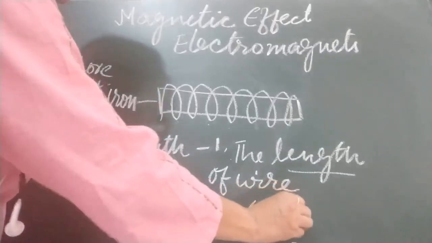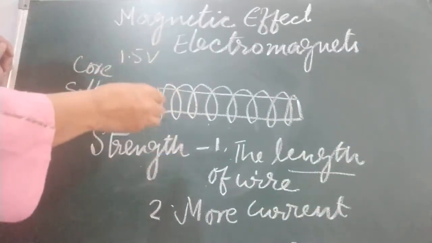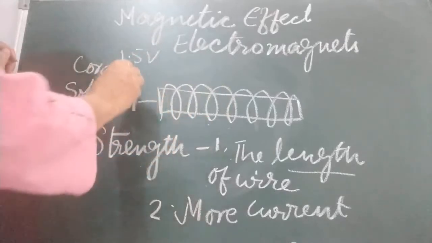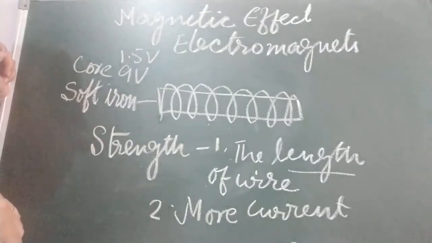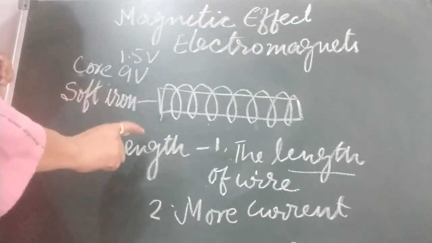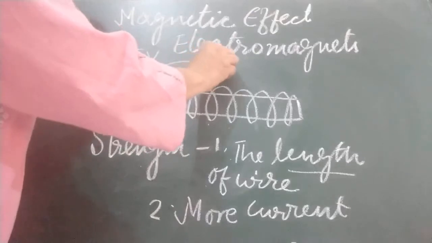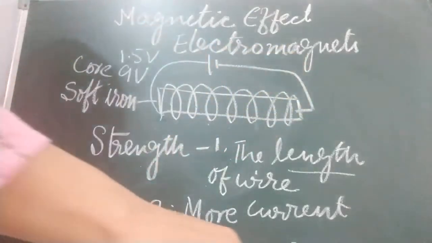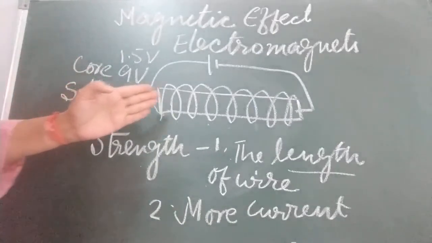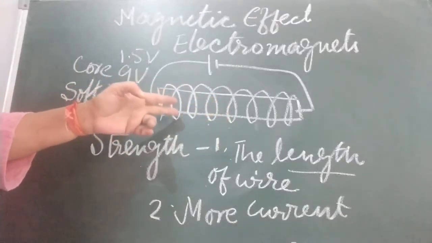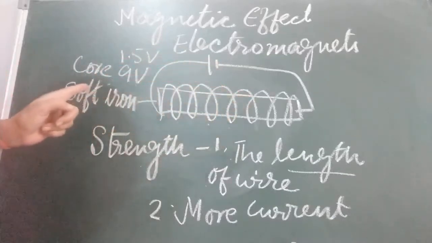More current, more strength. If we are using a 1.5 volt battery and the current is passing, that is fine. If we use a 9 volt battery, the strength would be more. So it is clear to you that the strength of the electromagnet depends on the amount of current passing. Okay, now this is our electromagnet. Generally, electromagnets that are used commercially have long insulated wire wound tightly many times around the cylinder or core.